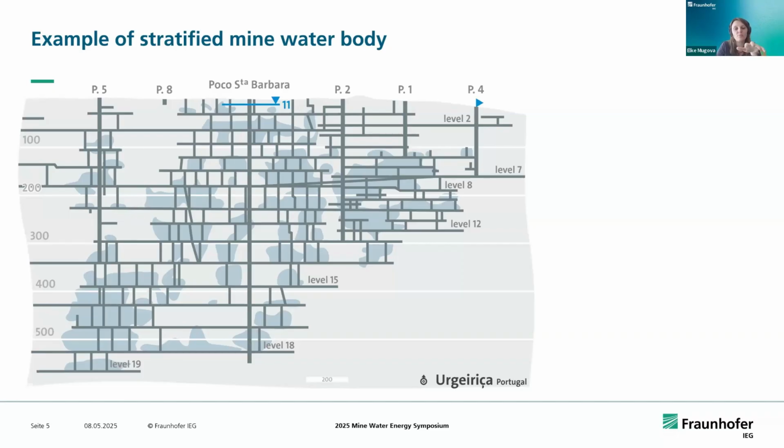See, a very complex multiple shaft mine. We measured in the Puco Santa Barbara shaft, in the main shaft, and the point of discharge is at shaft P4. And what we have here is a warm mineralized water body.